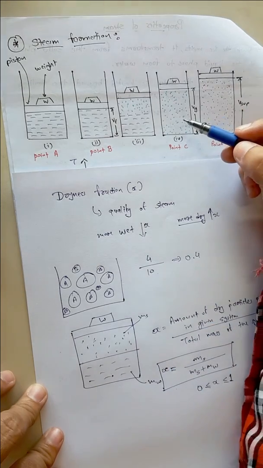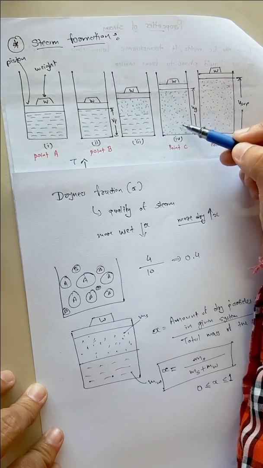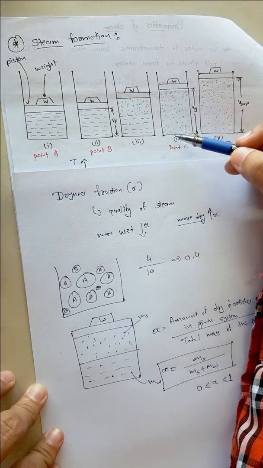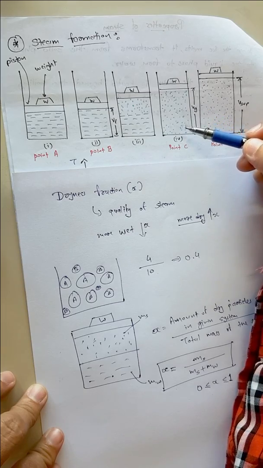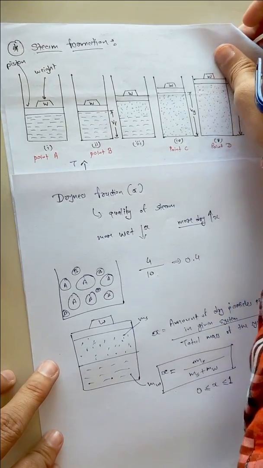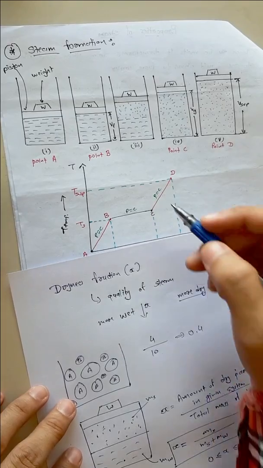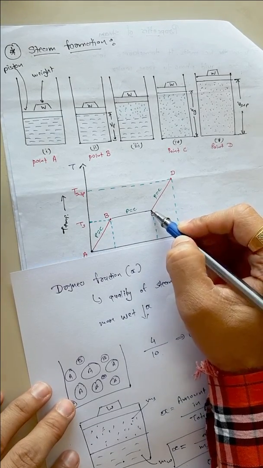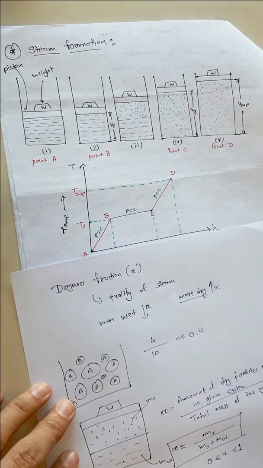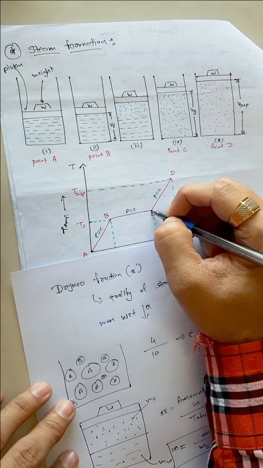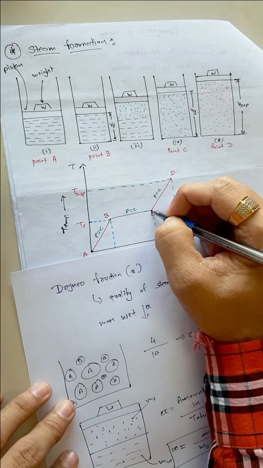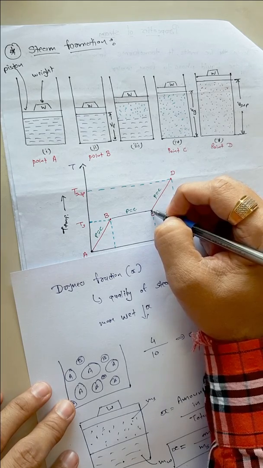Means that case is of this point number C, where we are having only dry particles, no wet particles. So at point C in the T-H plot, the value of x will be equal to 1, because we are having all dry particles and no wet particle is present in the system.